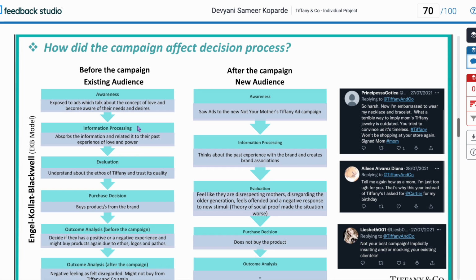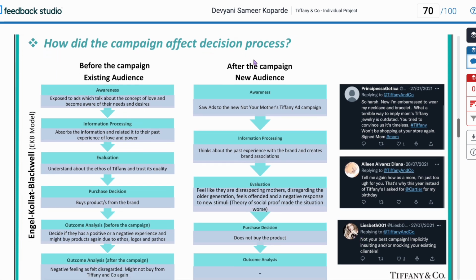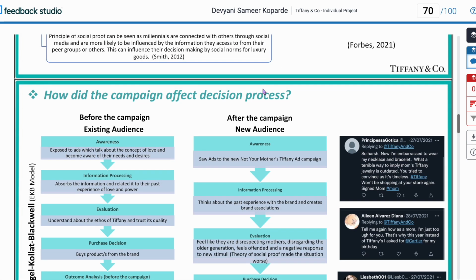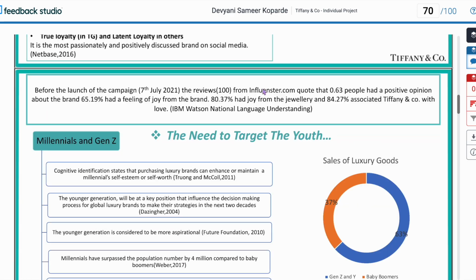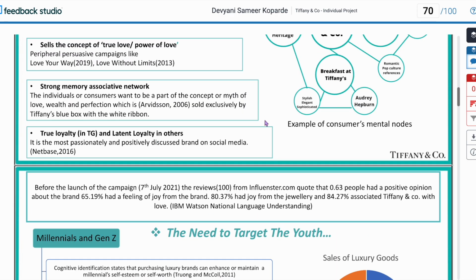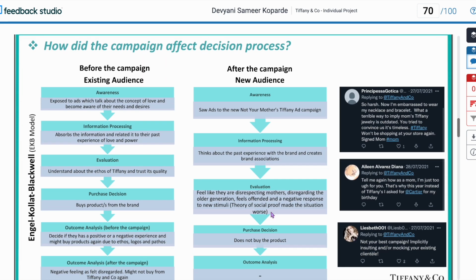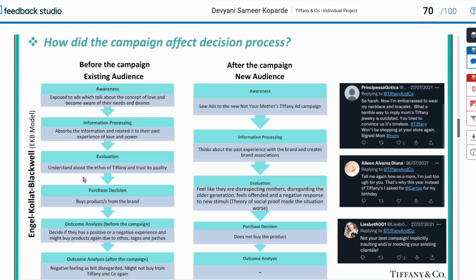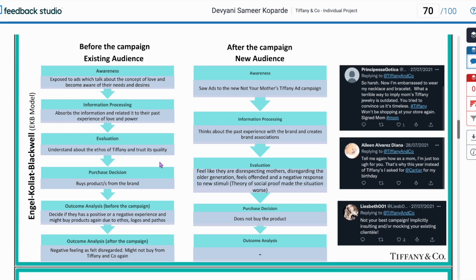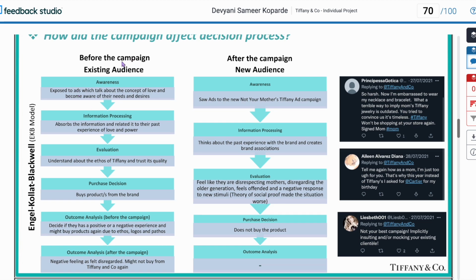Scrolling down, how did the campaign affect the decision process? If you remember from the brief itself, he wanted the background, why it happened, and how it affected the consumers. Here I have used the EKB model. For that, yes, you need to know some theories, you need to know your background, you need to study for that. Before the campaign, the existing audience went through awareness, information processing, evaluation, purchase decision, and so on.